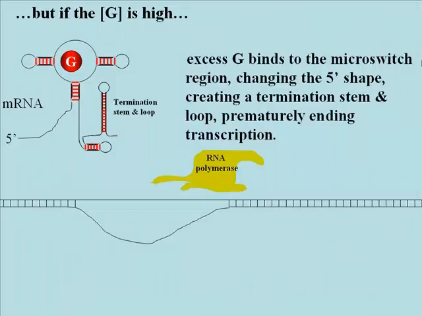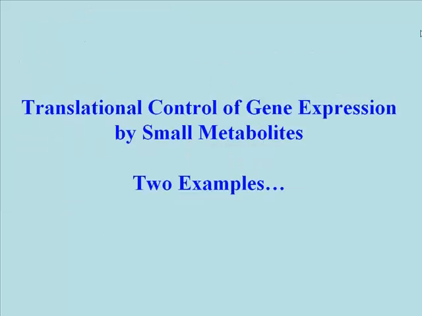The result is, as you see, the dissociation of the RNA polymerase from the DNA and a premature termination of transcription. You can think of this mechanism of regulation as being at the level of bacterial transcriptional elongation. Okay, we've looked at two newly discovered mechanisms for regulating the amount of a specific mRNA in a cell by controlling its turnover rate, and one mechanism of control of transcriptional elongation.